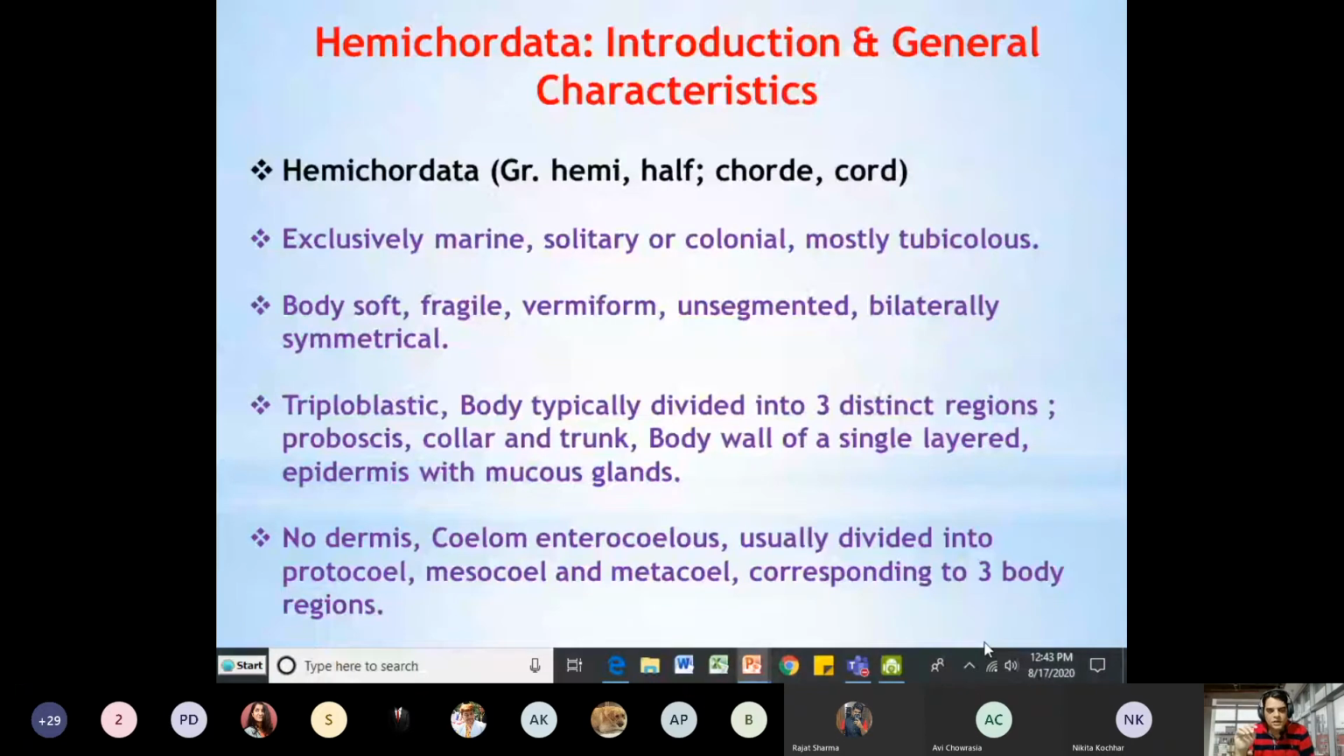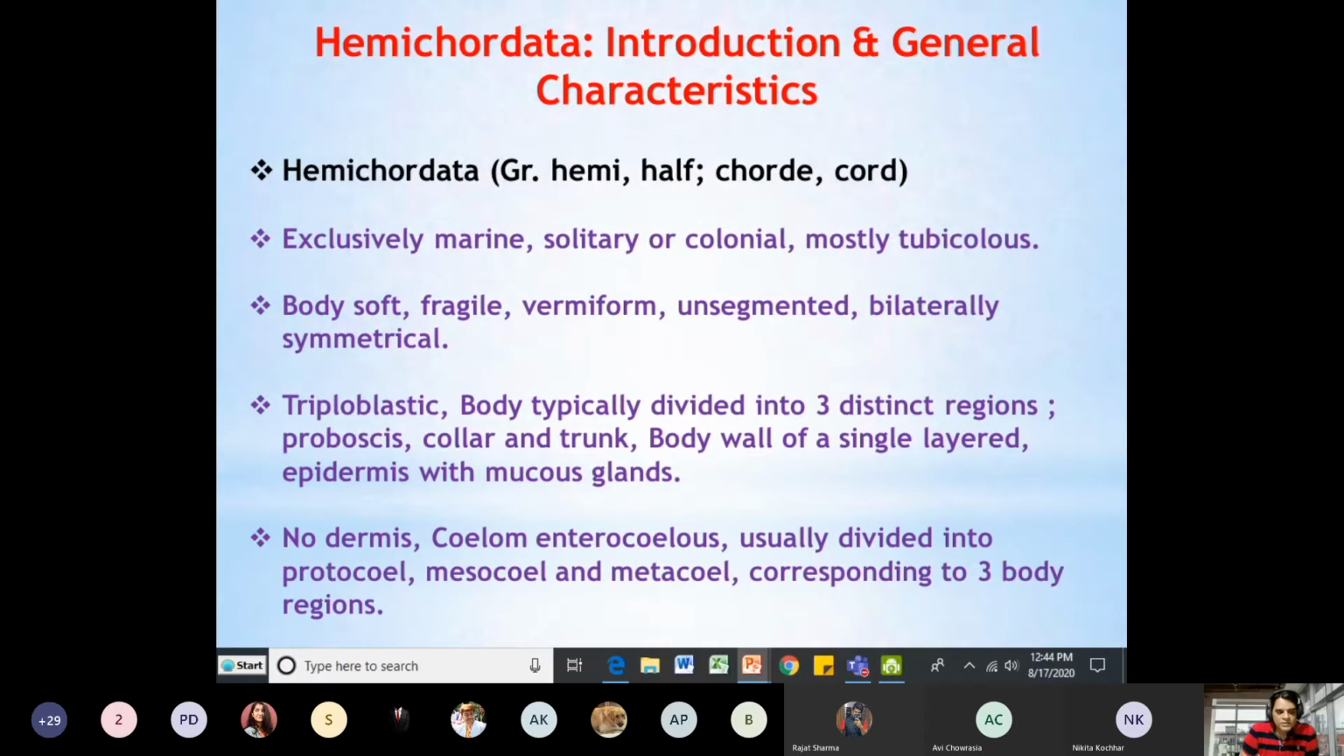If we talk about the introduction and general characteristics of hemichordates, the Greek word hemi means half, and chorde means chord. So they are half chordates. They are actually not chordates at all, but traditionally they have been placed in this protochordate group. That's why we are bound to discuss them.